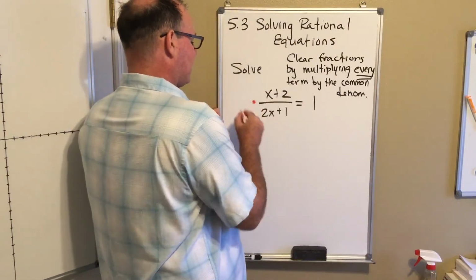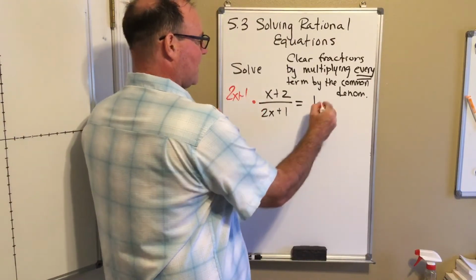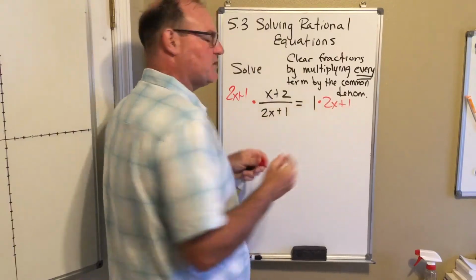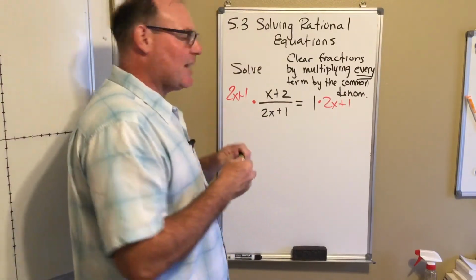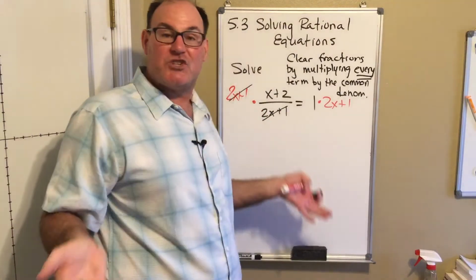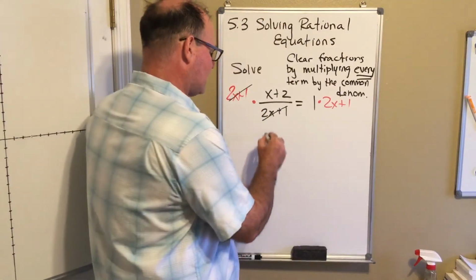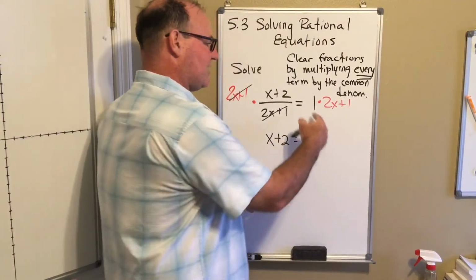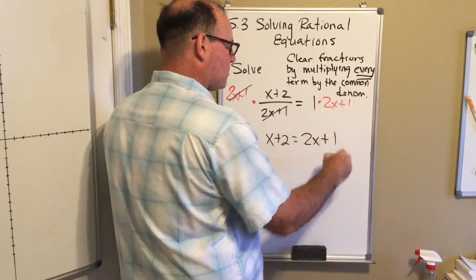So I'm going to multiply the left side by 2x plus 1, and I multiply the right side by 2x plus 1. On the left side, when I multiply by 2x plus 1, the 2x plus 1's cancel, which is the whole point. I want to get rid of that fraction. And I have x plus 2 is equal to 2x plus 1.